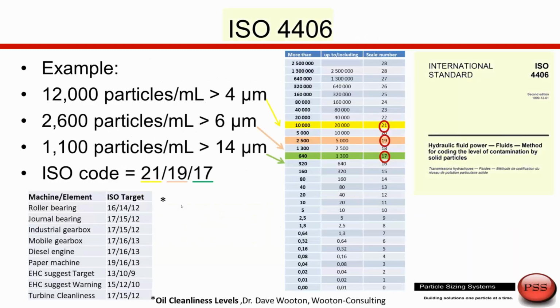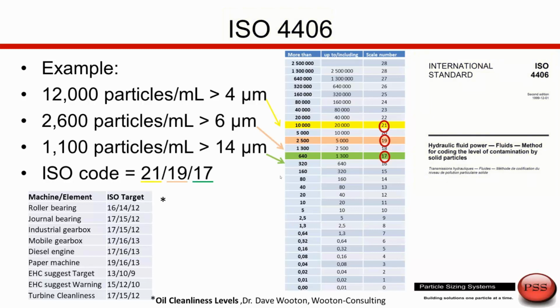The next standard we'll talk about is ISO 4406. ISO 4406, which you see over here, is the method for coding the level of contamination by solid particles. So this is really about data interpretation. Once we perform the measurement, what numbers are important and how are we going to express the contamination level of the sample we just measured?